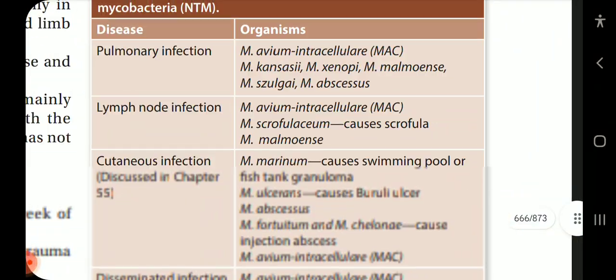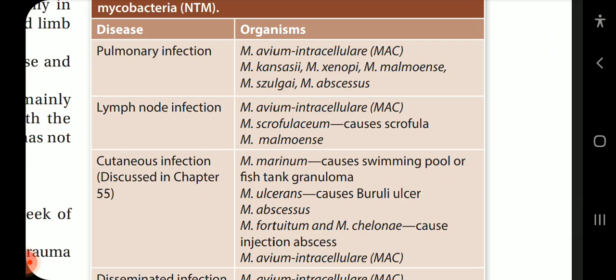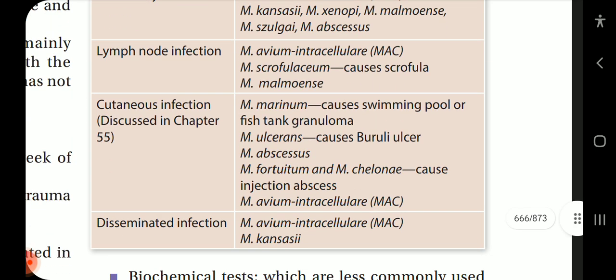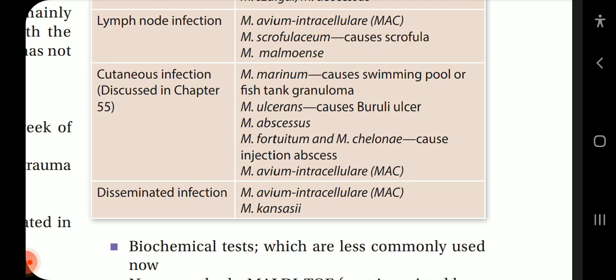Now, the clinical manifestations. Pulmonary infection is caused by organisms like MAC, M. kansasii, M. xenopi, etc. Lymph node infection is by MAC, M. scrofulaceum, which causes scrofula, and M. malmoense. Cutaneous infections are by M. marinum, which causes swimming pool or fish tank granuloma. M. ulcerans causes Buruli ulcer. M. abscessus, M. fortuitum, and M. chelonae cause injection abscess, and MAC is also there. Disseminated infection is by MAC and M. kansasii.